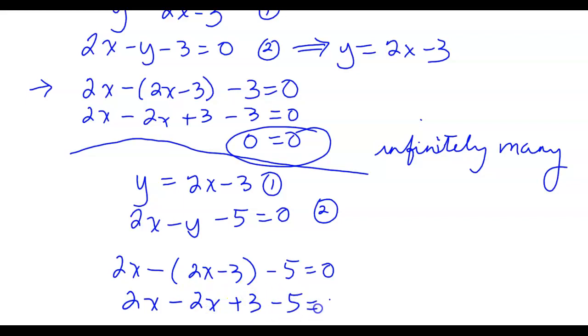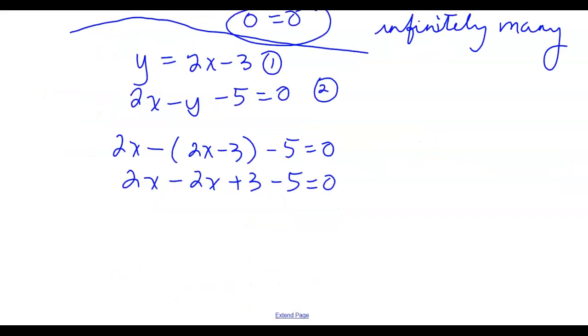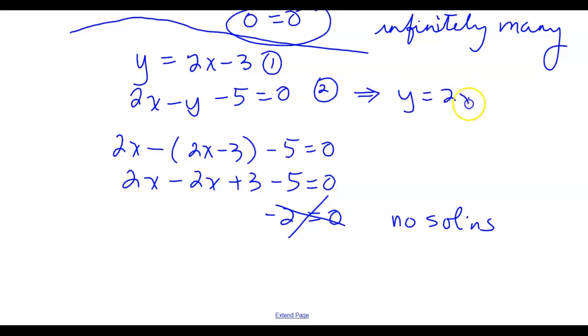And you can see you're going to get negative 2 equals 0. Well, there's no place in our world where negative 2 is equal to 0. There's no values of x that you can put in there. So this means there are no solutions. And you can tell this first equation was y equals 2x minus 3. If I solve this one for y, I get 2x minus 5. So they have the same slope, but different y-intercept. So that means two parallel and distinct lines. They never touch. Okay, so that's what it means at the bottom of that page.